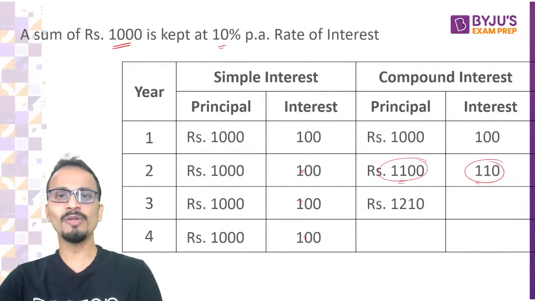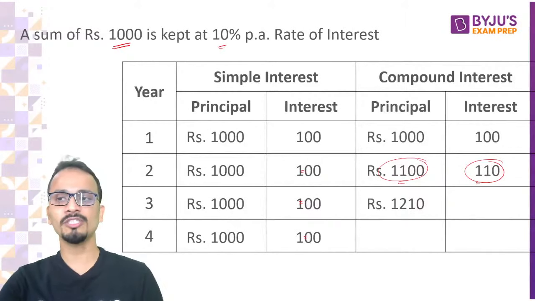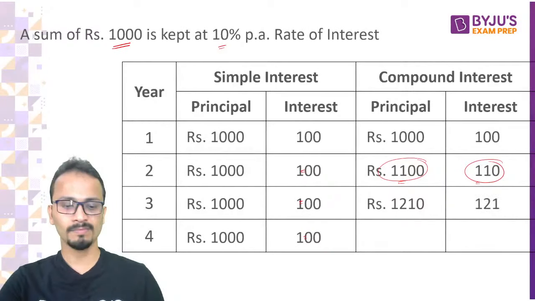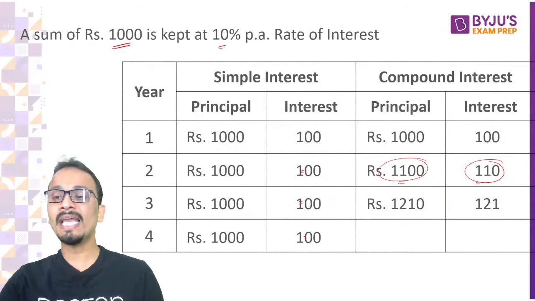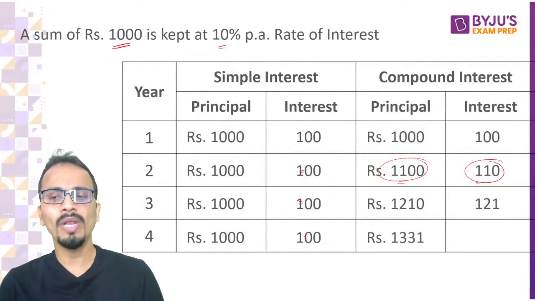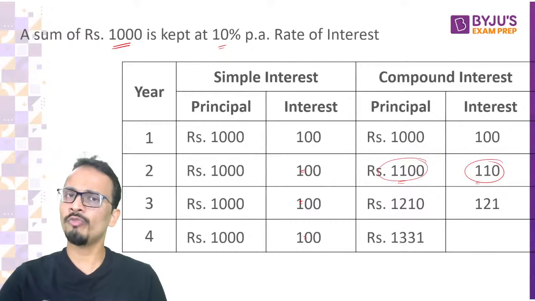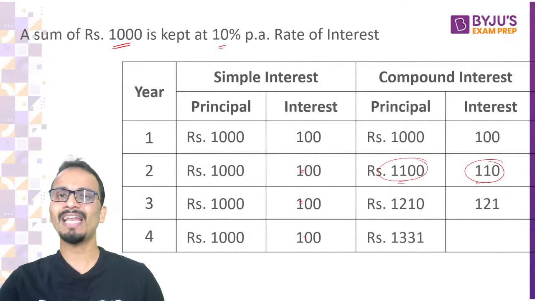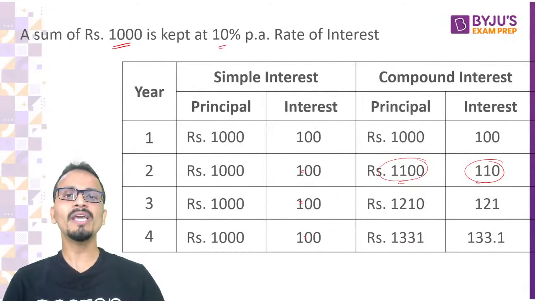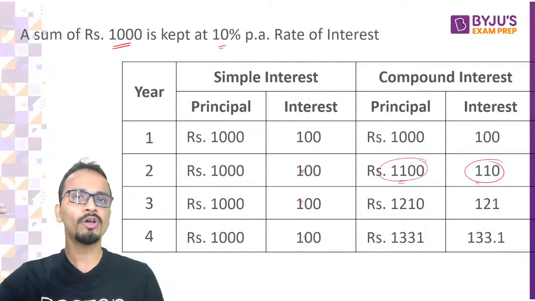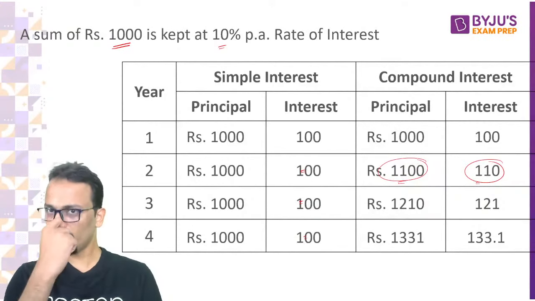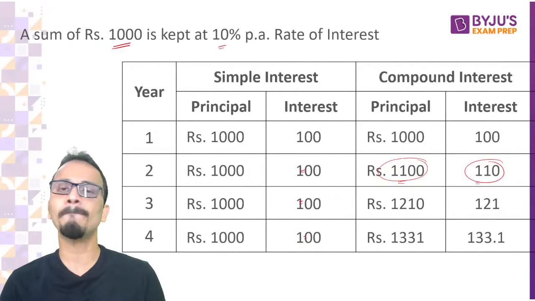Again, calculate interest on this value at a rate of 10%. So the interest of the third year will be 121 rupees. Again, this will be added to the principal, and the next year's principal will become 1331, on which if I calculate the interest, the value will be 133.1. So this is one simple way you can calculate compound interest for the first, second, third, and so on years. This is one of the basic ways of calculating compound interest.